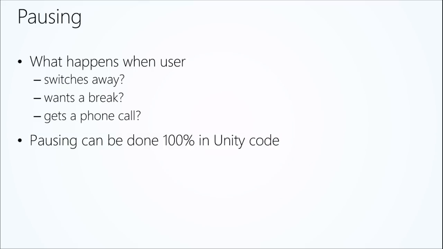What happens when a user does any of the following? Your phone rings. You switch away. You need a break. All of the above. You need to somehow show a pause dialog if you want a friendly game. Now, the good news is you can do this 100% in code inside of Unity. You can also do this inside of your exported Visual Studio project as well. You have multiple solutions. I will show you the one that I use in Unity right now.